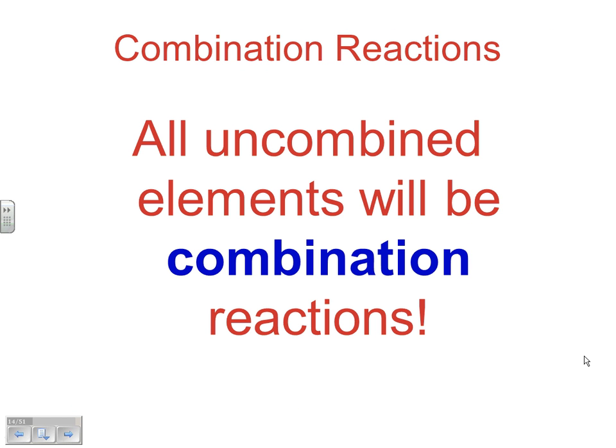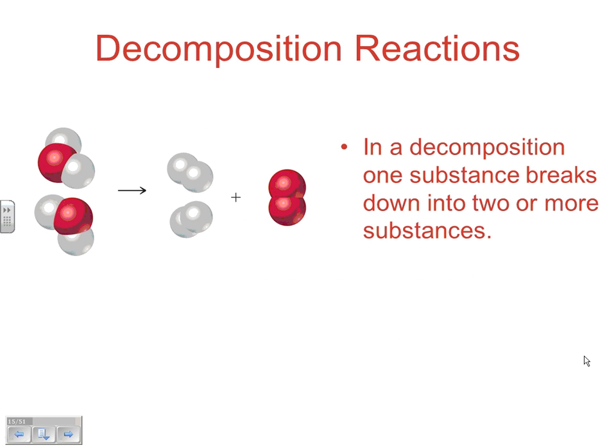Now, all uncombined elements will be combination reactions. This is the one to watch out for. If you have elemental substances, all you can do with your elemental substances is put them together to make a compound. That's the type of combination reaction you really need to be able to predict. There are a few other exceptions to that, but the non-elemental combinations, we'll be looking at those later.